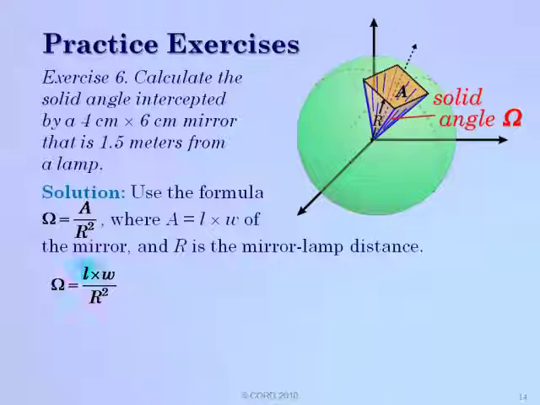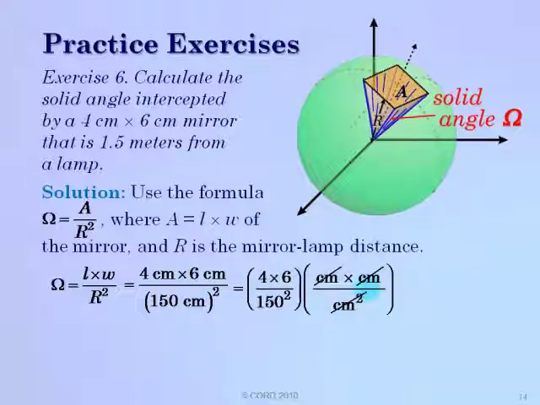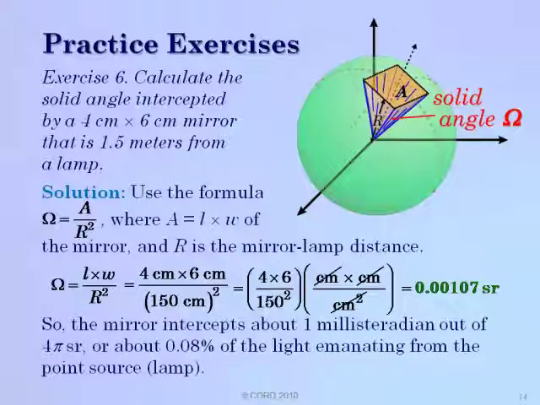So we simply substitute in our expressions. A is L times W, which is going to be 4 centimeters times 6 centimeters. And instead of 1.5 meters, we'll, in our head, convert that to 150 centimeters so that the centimeters will nicely cancel for us. 4 times 6 divided by 150 squared. And the answer is 0.00107 steradians. So the mirror intercepts about 1 millisteradian out of all of the 4 pi steradians that are available coming from that lamp, or in other words, about 0.08% of the light emanating from the point source. It's always interesting to find out what percentage you're intercepting in that solid angle.